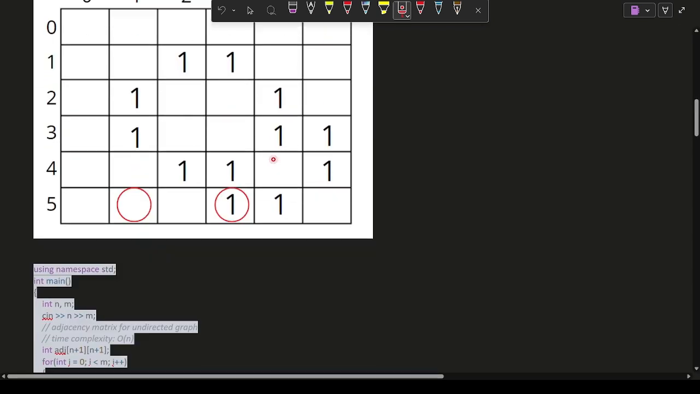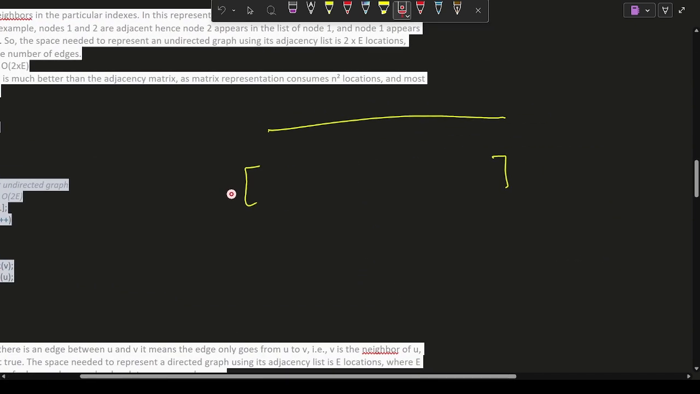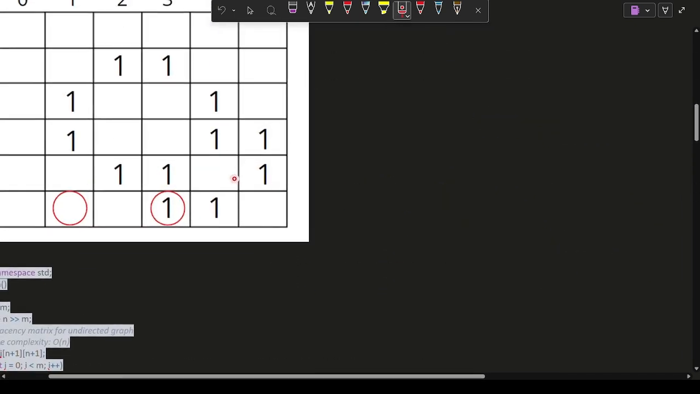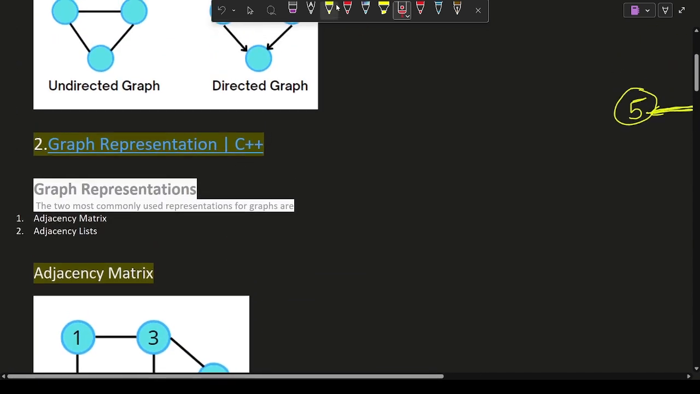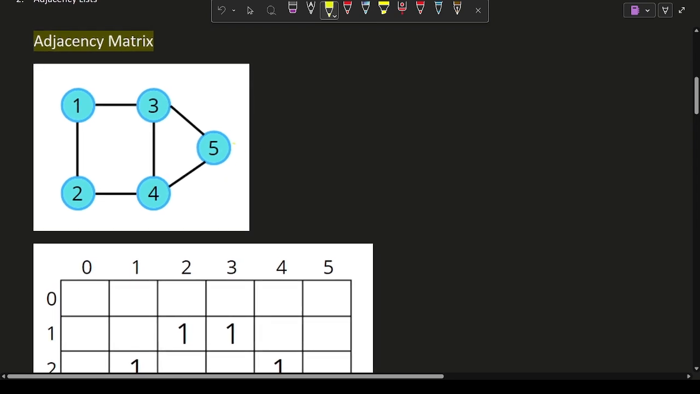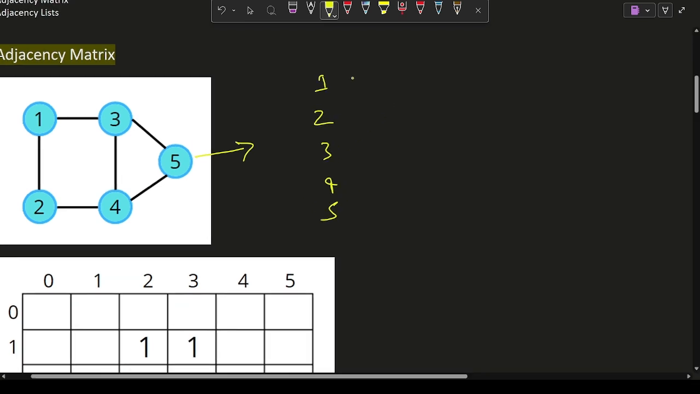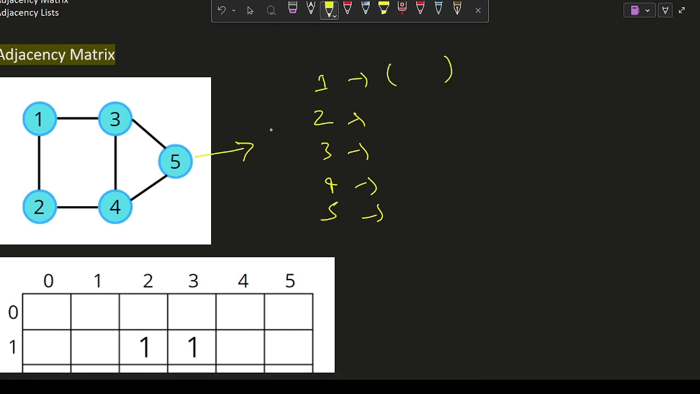So there is another method, and that is why the list method comes, to minimize the time complexity. Now take an example. Suppose the same graph, with nodes 1, 2, 3, 4, 5. Here I make a list. This is an undirected graph.